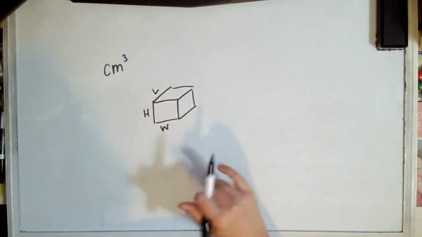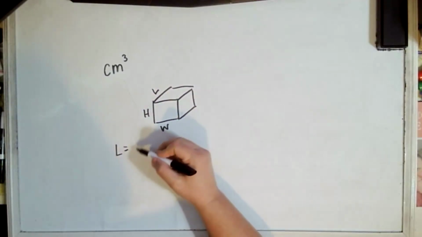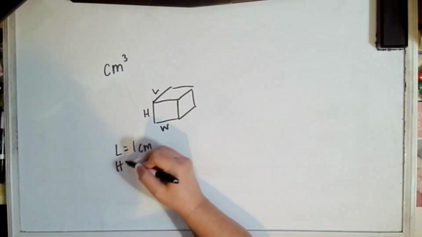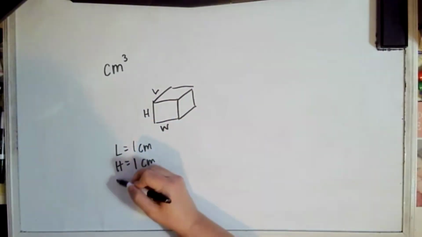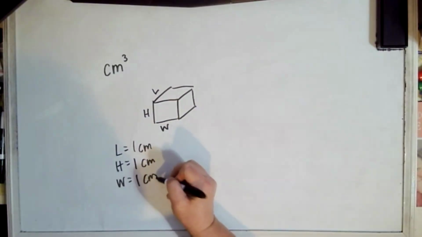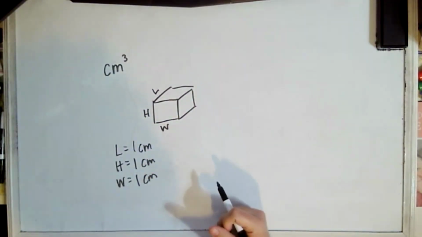I'm going to make this easy for myself. So I'm going to say that the length for our cube here is 1 centimeter. The height is 1 centimeter and the width is 1 centimeter. Okay, that's the cube that I'm measuring.